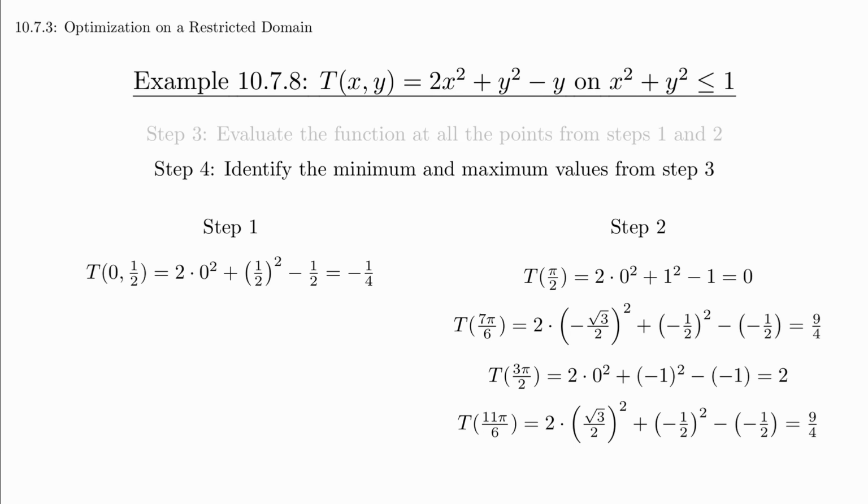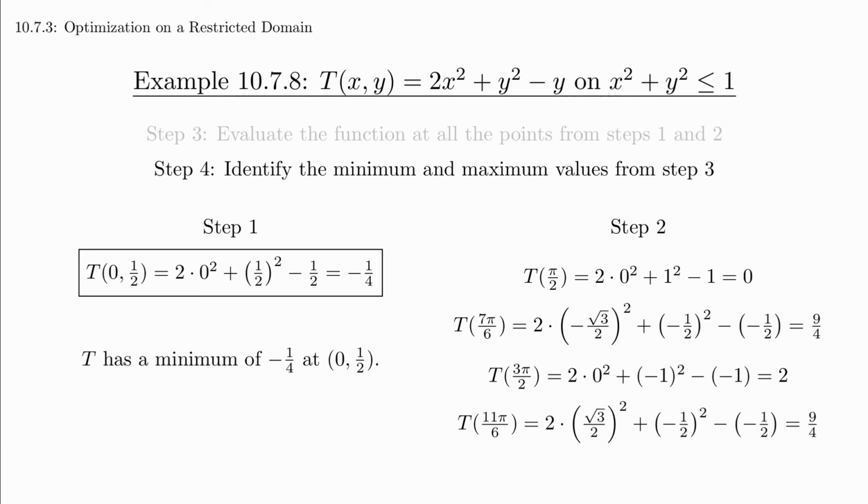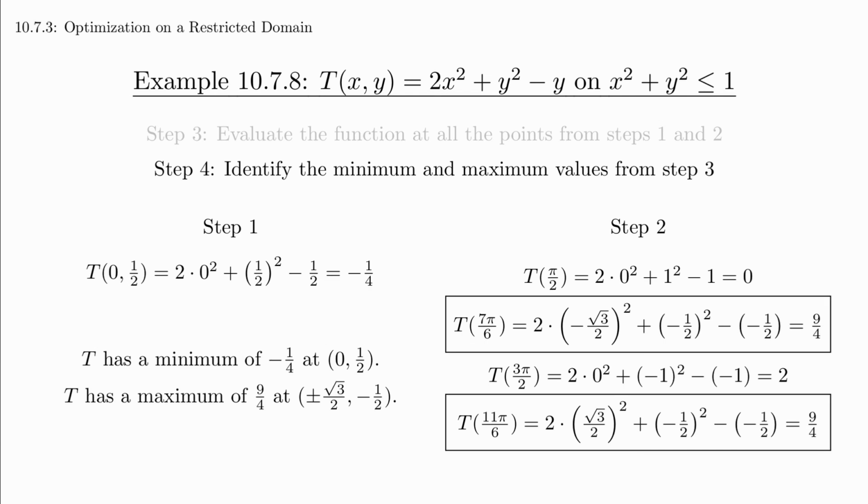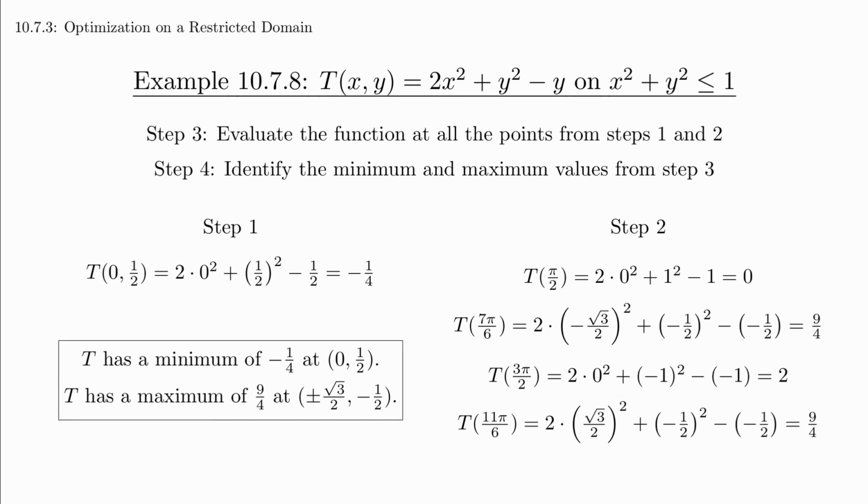The last step is to identify the smallest and largest values and declare those to be the minimum and the maximum. The smallest value is −1/4, which happens at (0, 1/2). The largest value is 9/4, and it appears twice at (±√3/2, −1/2). This is one of the first truly multi-step problems of the course.